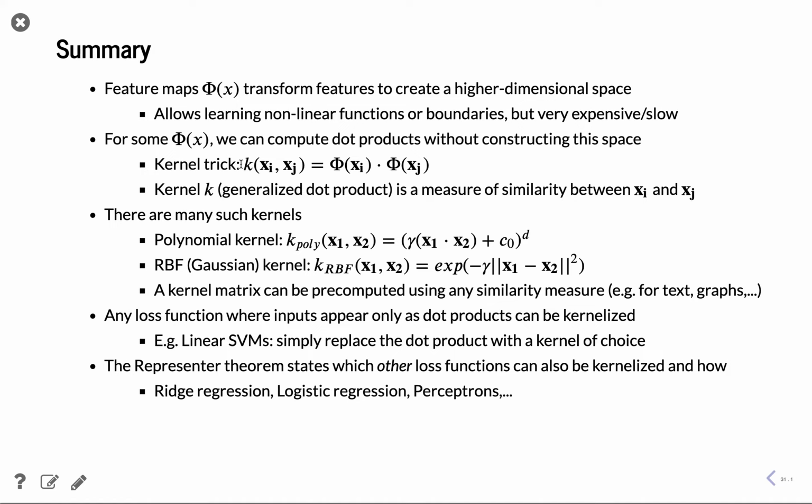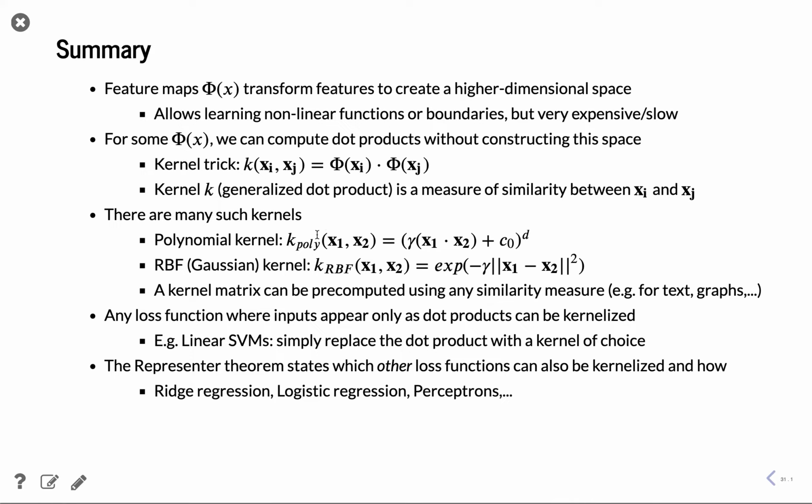The kernel is basically a function of two inputs which computes the dot product of these 2 points in a high-dimensional space. And for some of these, we have an analytic solution for that, so you don't have to construct those spaces. The kernel is therefore also called the generalized dot product. It's nothing more than a dot product in a high-dimensional space. And you can see this as measuring a similarity between 2 points. There are many such kernels. We've seen the polynomial kernel, which analytically looks like this.